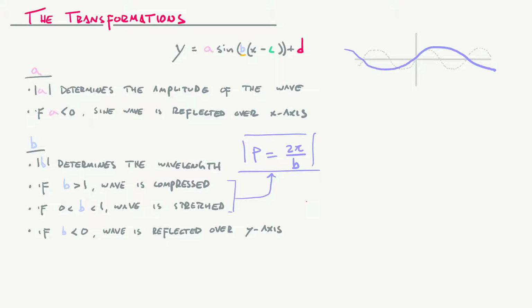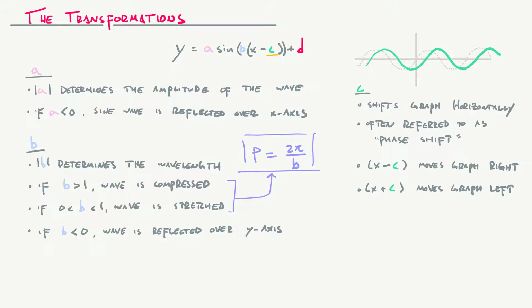For example, if B is 4, what we mean is 4 periods now have to fit into 2 pi, as opposed to 2 pi being the period. We're breaking it up into 4 different cycles now. So the period overall would be 2 pi divided by 4, or pi over 2. So this is a formula that we're going to need to know in today's video.